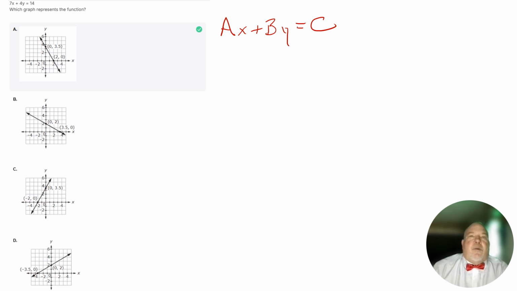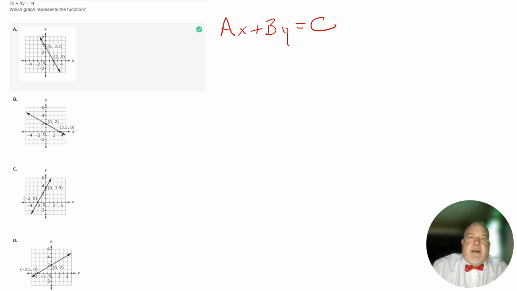So when you have an equation in standard form, the easiest way to graph it is by graphing the x and the y intercepts and then just connecting them. And as a reminder, the x-intercept is where the graph crosses the x-axis, and the y-intercept is where the graph crosses the y-axis. So how are we going to do that? Here's what we're going to do.